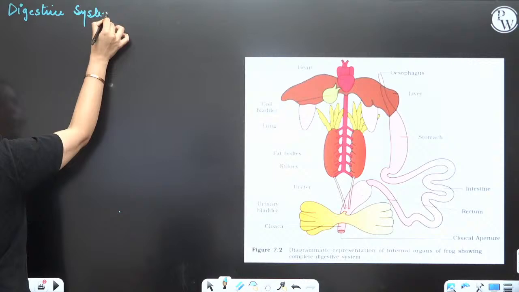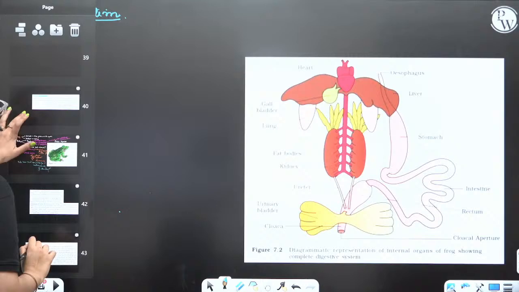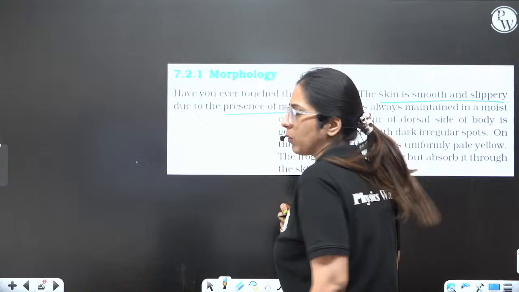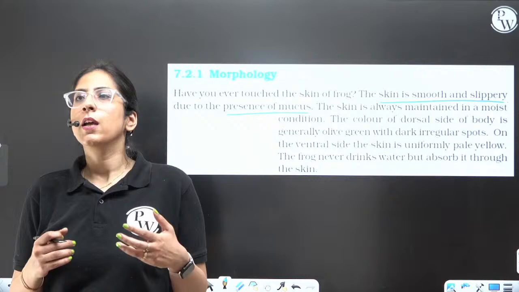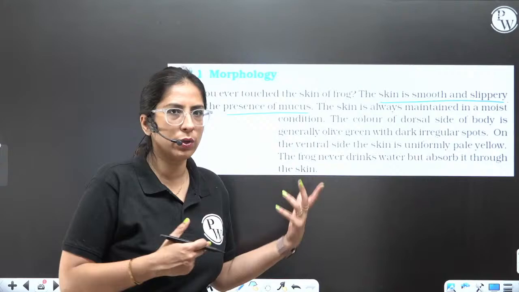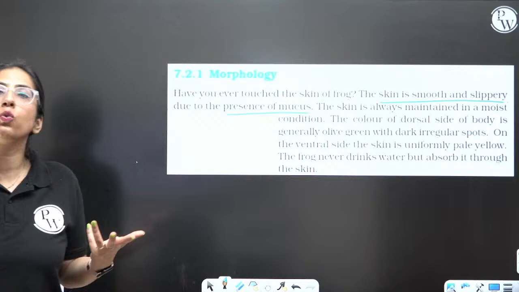You know, each and every line of NCERT is important. Let's do the reading. It won't take much time. Okay. Morphology. You all know the skin is smooth, slippery because of the presence of mucus. If you touch their skin, it is very fine and slippery. The reason is that they respire through the skin. They show cutaneous respiration. That I'll show you in respiration. When they are in water, they respire through skin also. When they are in hibernation and estivation, they respire through skin also.